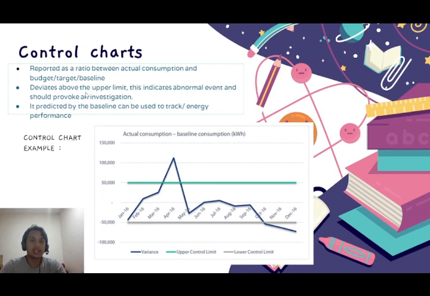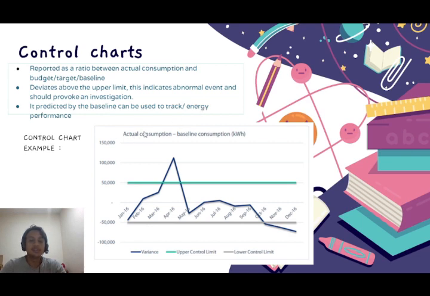It is reported as a ratio, budget, target, baseline deviated above the upper limit. This indicates an abnormal event and should provoke an investigation. Prediction by the baseline can be used to track energy performance. That is the function of control chart.